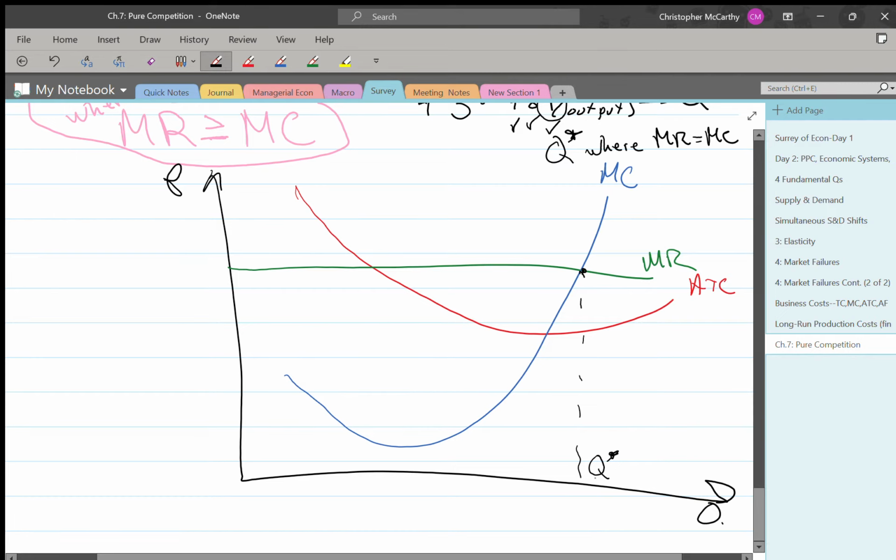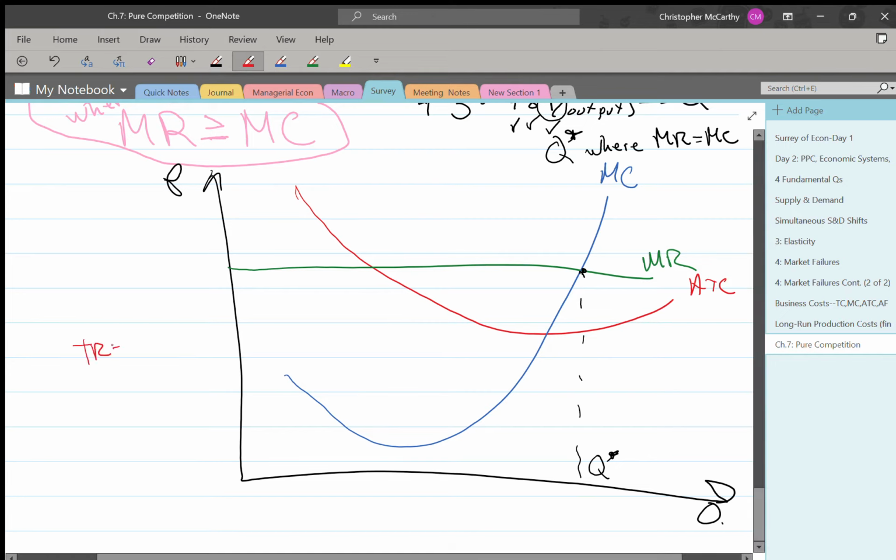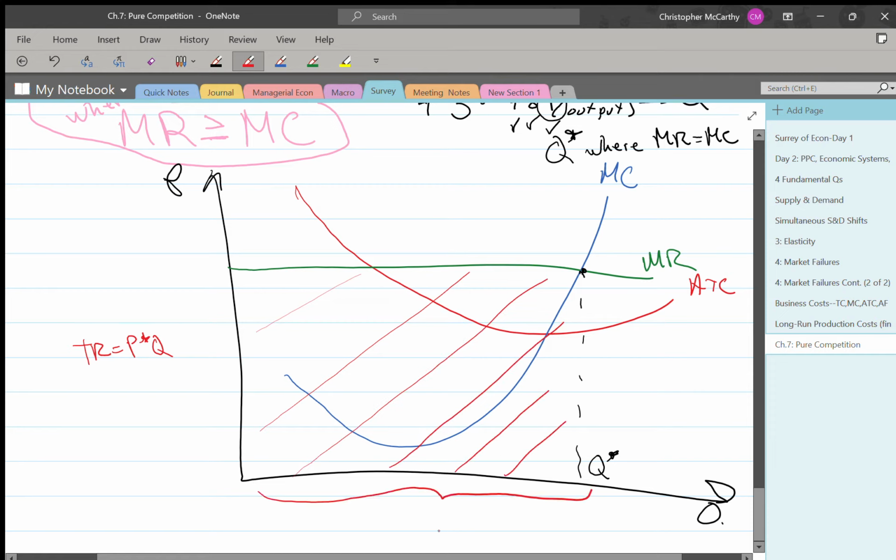So here is our Q star, right? So we know that our total revenue is equal to what? P times Q, right? The Q sold, which is our Q star here. So our total revenue, in other words, is this whole rectangle here, right? If we just multiply the quantity by the price, the area of that rectangle is our total revenue, right? Graphically represented.